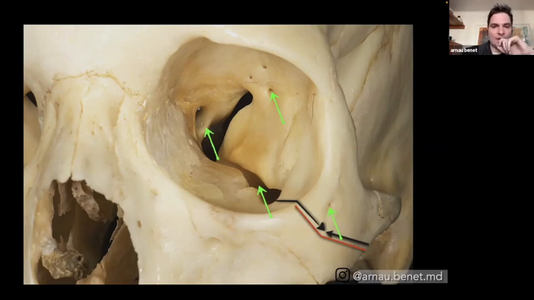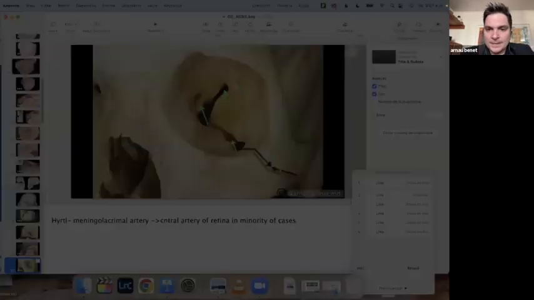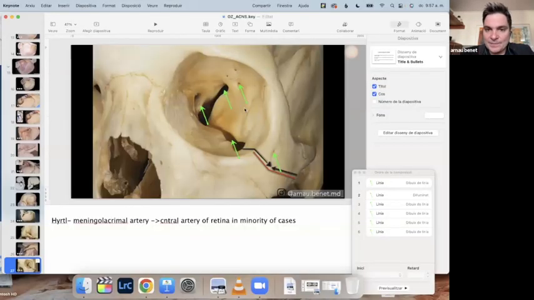And we can see two other arrows here that are very interesting. The first one, let's see if I can actually get here. Do you see my mouse? Hopefully. Here and here are the two little nerves or foramina that may escape your memory. This one is the zygomaticofacial foramen for the zygomaticofacial nerve.